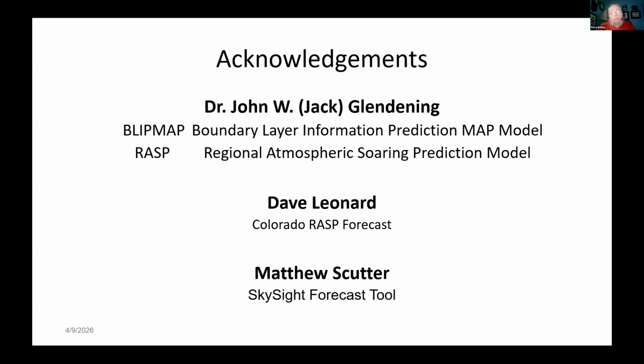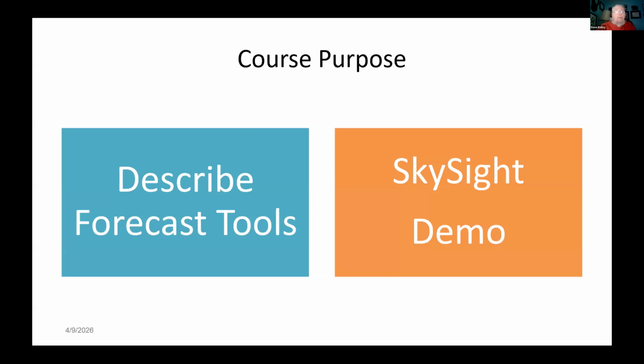For instance, Dave Leonard, our local RASP expert, took Dr. Jack's work when he put it out as regional processing and made it available for the Front Range of Colorado. And these days, everybody's aware of Matthew Scudder's SkySight forecast tool, which took some of Dr. Jack's work, added some other work, and has taken soaring forecast products from a local or regional level out to a worldwide product. So tonight we're going to describe the tools and then I'll do a SkySight demo.